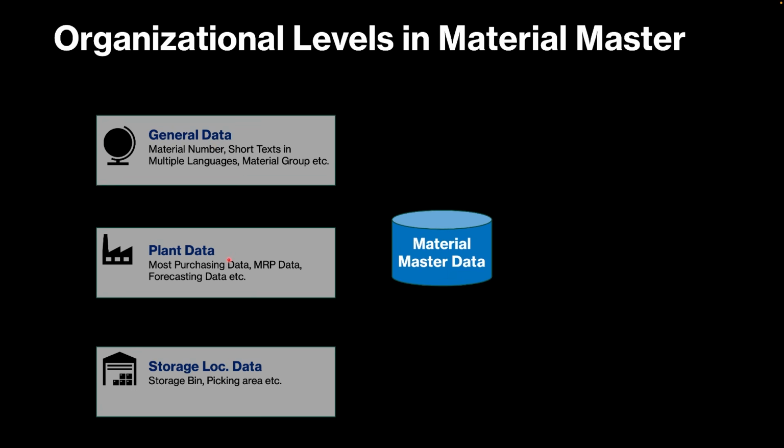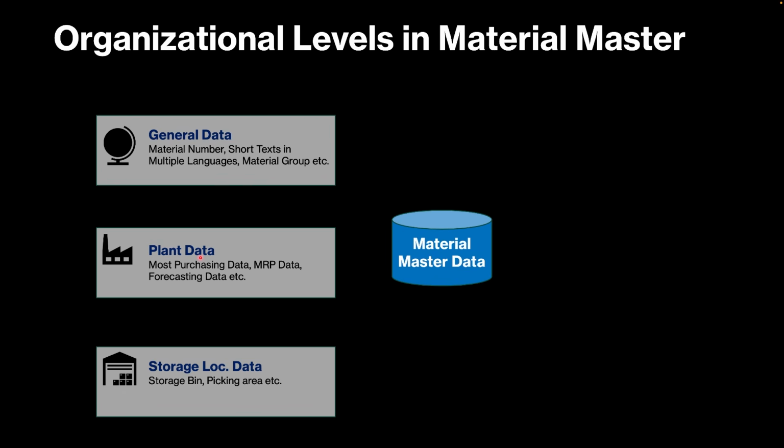Then there will be plant data that you will maintain at the plant level. And that data will contain the plant relevant information. And then you will have the storage location data, which will be maintained at storage location level. That is for each storage location under a plant, you can maintain the storage location specific data. So you have these three levels, that is the client level, then the plant level and the storage location level. And you can see at the client level, you maintain the material code, the short text, and this short text you can maintain in multiple languages. Then you maintain material groups, then unit of measurements and other details which are applicable for the whole organization.